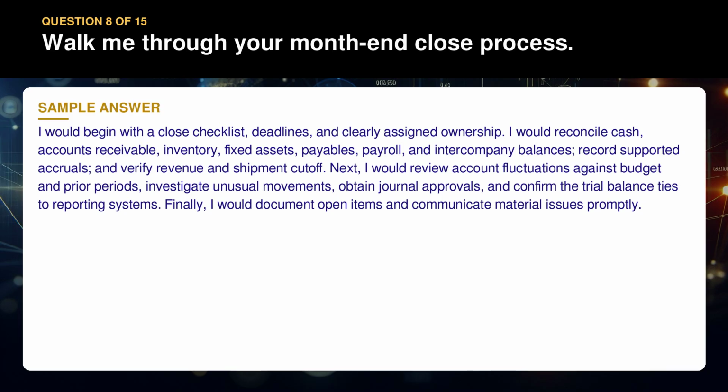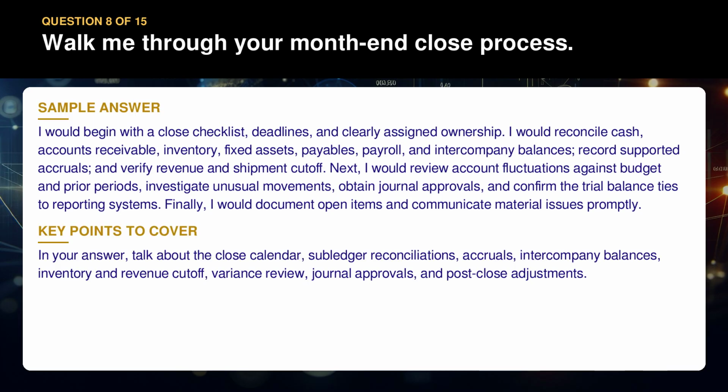Finally, I would document open items and communicate material issues promptly. In your answer, talk about the close calendar, subledger reconciliations, accruals, intercompany balances, inventory and revenue cutoff, variance review, journal approvals, and post-close adjustments.